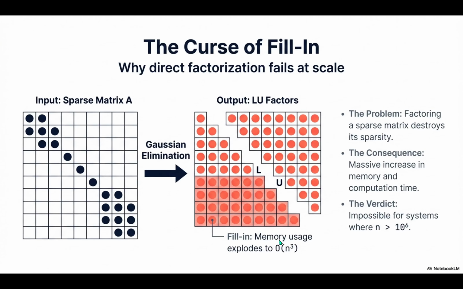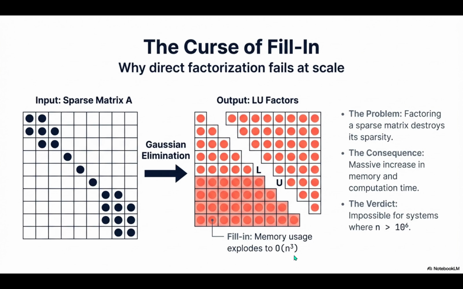When you start manipulating the rows, like adding row A to row B to cancel a variable, you mathematically destroy those zeros. You turn them into non-zero numbers. So you're polluting all that empty space. Exactly. It spreads like a virus. Suddenly, this matrix that fit into memory because it was mostly empty, it's not empty anymore. The memory usage just explodes. We're talking cubic growth, what we call O of n cubed.